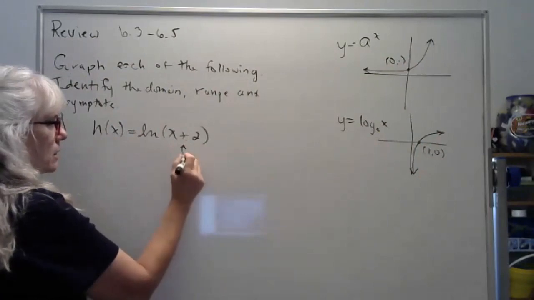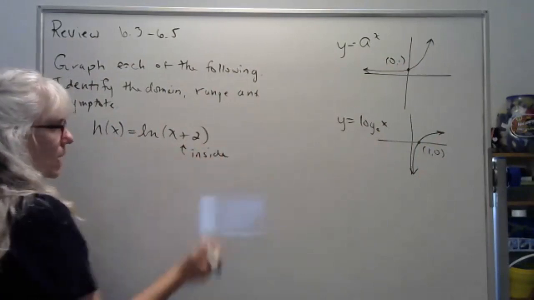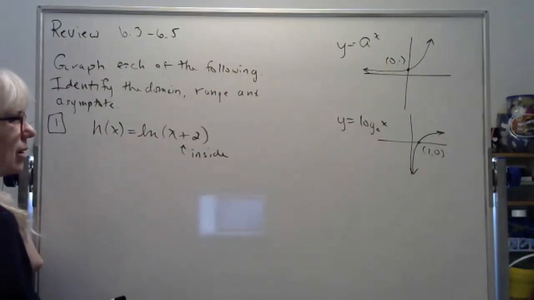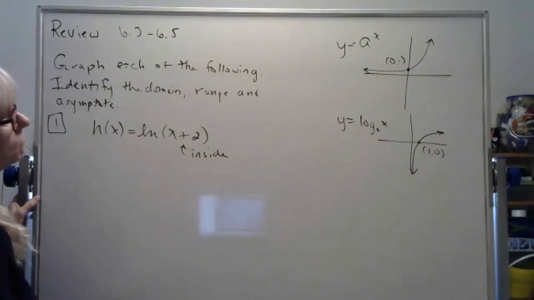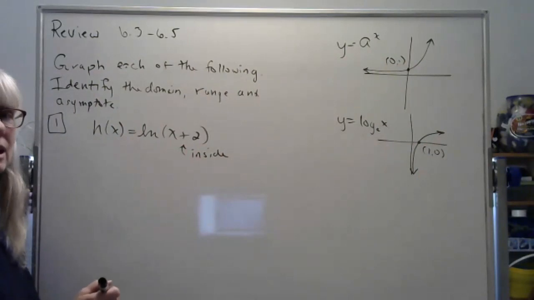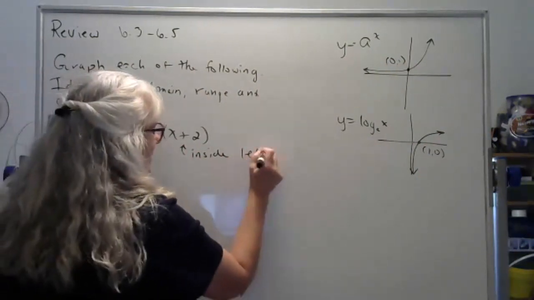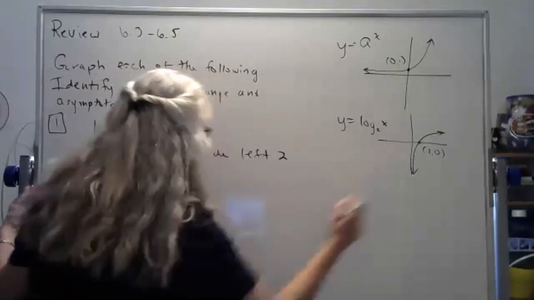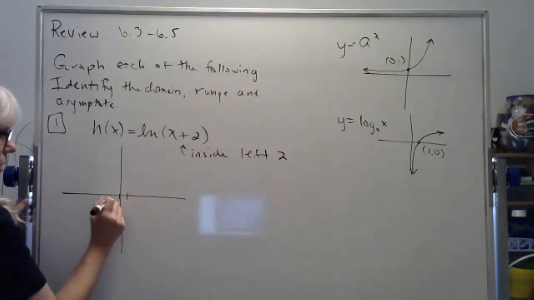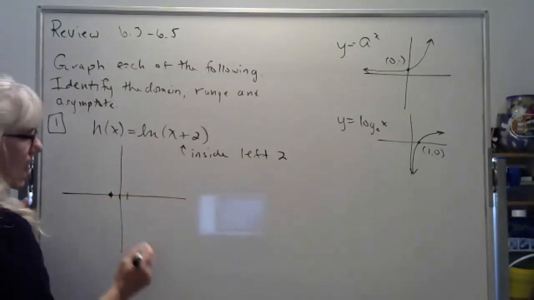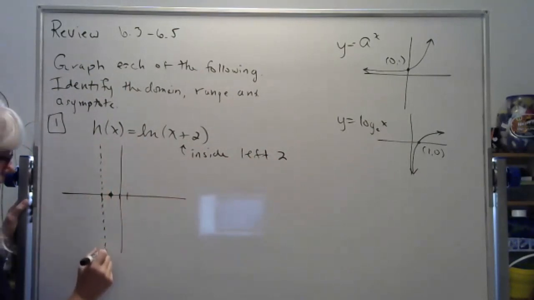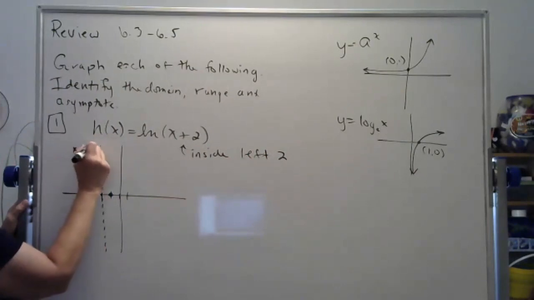This on the inside is a positive 2. And what does that tell me to do to my picture? So that's going to take my picture and move it how? Anybody? Left 2. Thank you very much. So the point that was at 1, 0 is going to get picked up and moved left. So here it was at 1, so here's 1, 2 left. That's going to take the asymptote that's on top of the axis and move it also left. So it's now over here at x equal -2.